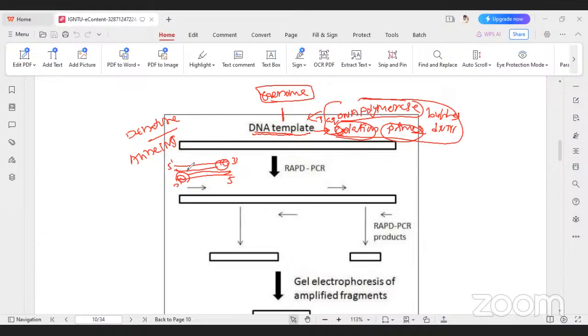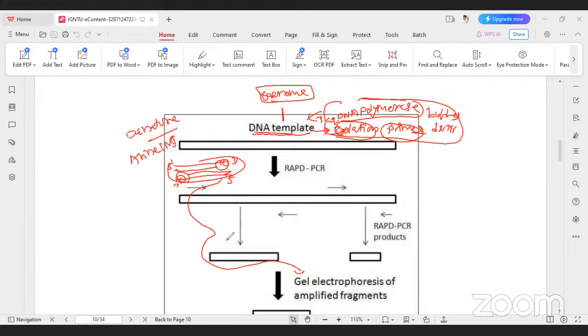Like this. Now complementary strands are formed. After the complementary strands are formed, these amplified products are separated by gel electrophoresis. In gel electrophoresis, based on the length and molecular weight they are separated, and then by Southern hybridization using probes, radioactive probes. That's it.